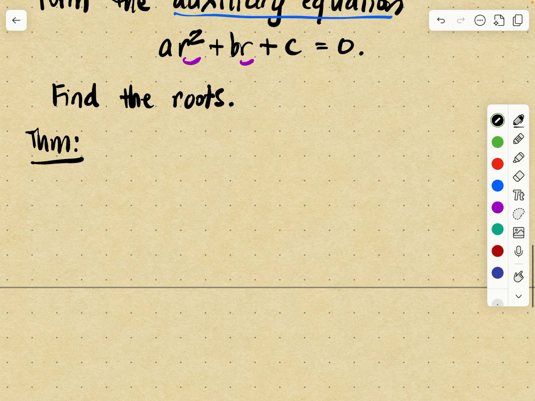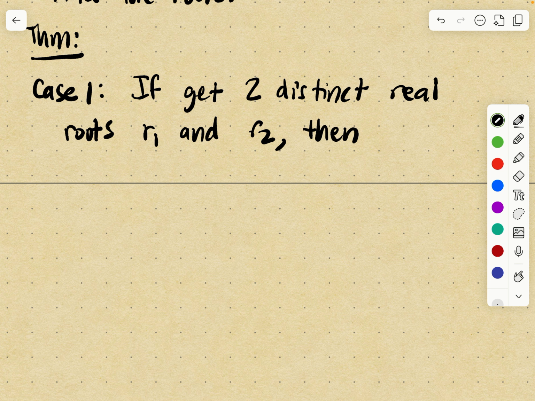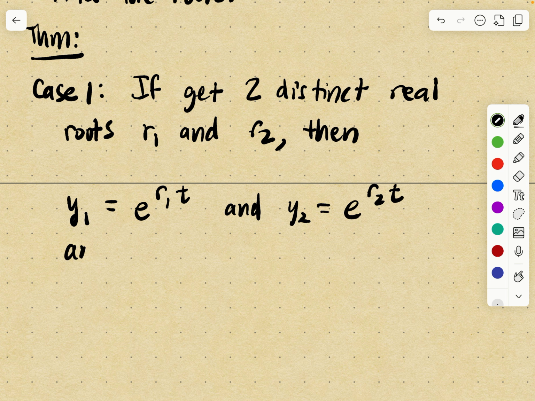The first possibility is that you get two distinct real roots. So if you get two distinct real roots, r1 and r2, then y1 is e to the r1t and y2 is e to the r2t. These are two solutions to the equation.